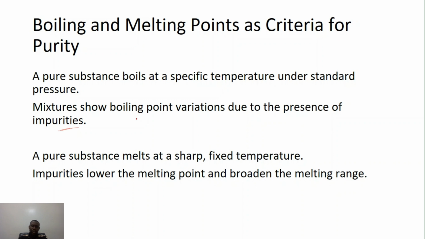Okay? A pure substance melts at a sharp fixed temperature, while impurities lower the melting point and broaden the melting range. It's also important to note that impurities, take note, lower the melting point, but increase the boiling point of a substance. For example, if water contains impurities, it boils at higher temperature than 100 degrees Celsius.